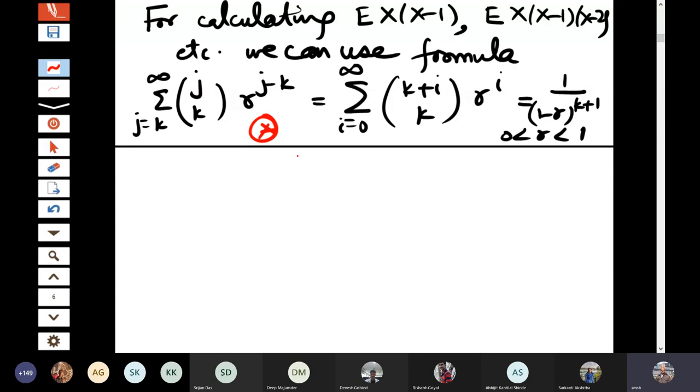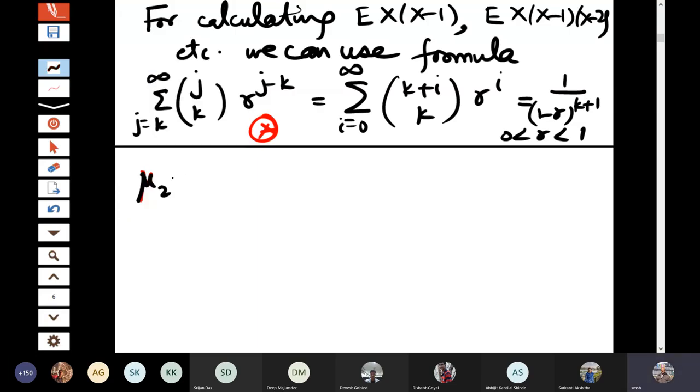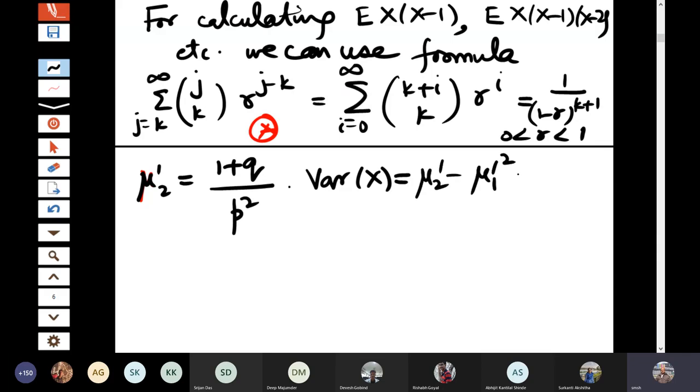So we can use this for calculating the higher order moments, and so let me just write, for example, mu2 prime. Mu2 prime then will become (1 plus q) divided by p square, and therefore the variance that you can calculate, variance of x becomes mu2 prime minus mu1 prime square, that is becoming q by p square. So the variance of a geometric distribution is q by p square.